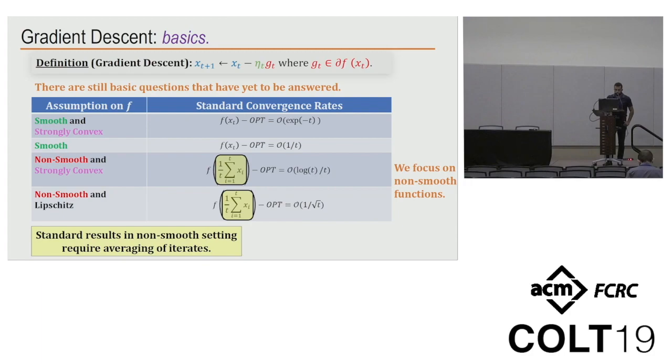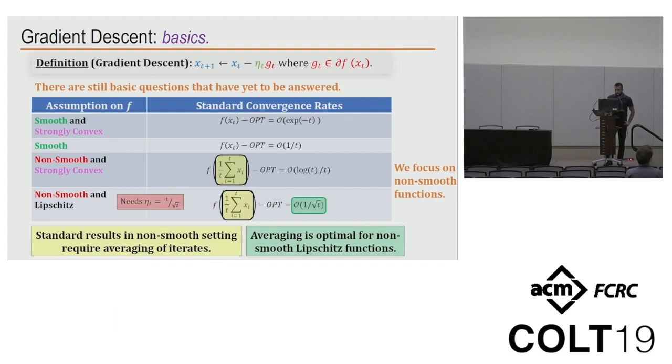Another thing I'd like to point out is that when the function that we're optimizing is both non-smooth and non-strongly convex, then averaging turns out to be the optimal thing to do, in that no other first-order algorithm will beat this order 1 over square root t rate. This averaging procedure uses the step size eta_i equal to 1 over square root i, and it turns out that this is the only step size that will give you this optimal 1 over square root t rate.